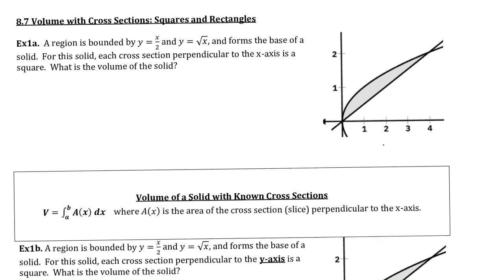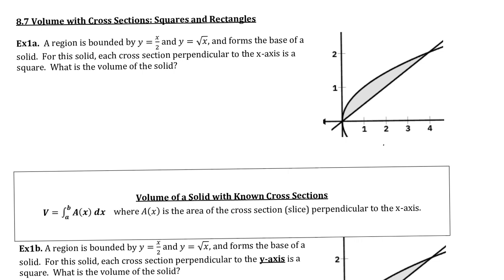Okay, 8.7, volume with cross-section, squares and rectangles. A region is bounded by y equals x over 2. So on this graph, that would be the line. And y equals the square root of x, which would be this. This should not be here. And forms the base of a solid.